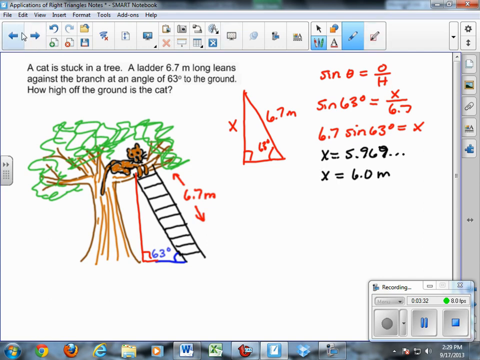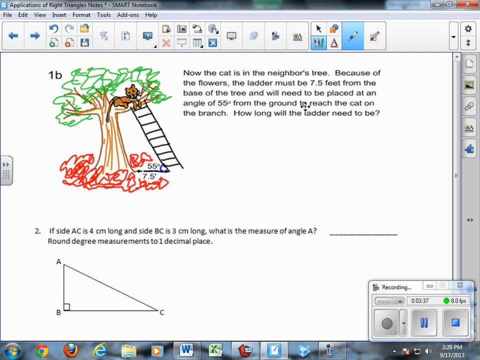Okay, now let's look at our second problem. Now we still have a cat in a tree. Now the cat is in the neighbor's tree. So this is a different tree, a different yard, and a different ladder. We're going to use the neighbor's ladder, so you don't refer to any of the other information from the previous problem. Notice here we have a ladder, an angle, and a distance from the tree. We could, once again, drop a line down here and make a right triangle. So this would be my right triangle. In this case, I know this is 7.5 feet. This is 55 degrees, and I want to find the length of the ladder.